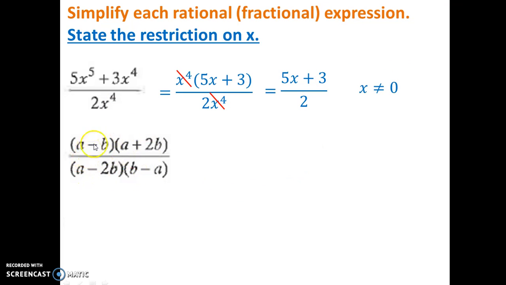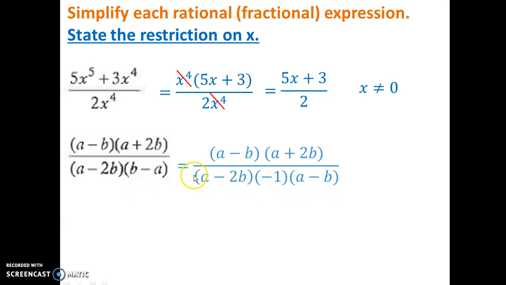So here, this one might be a little tougher to see, because right now there are no common factors. We have a minus b, but here is b minus a. And this is a plus 2b, and this is a minus 2b. They look similar, but they're a little different, and that negative matters. So what I would suggest here is look at either one of the bottom ones there and take a negative out of it. So what I mean is this.